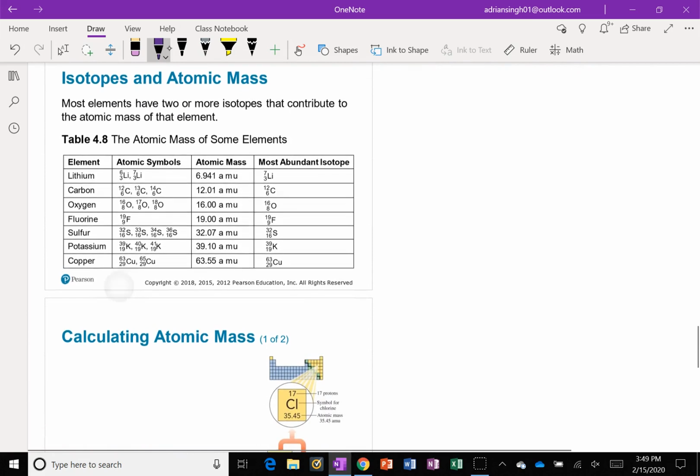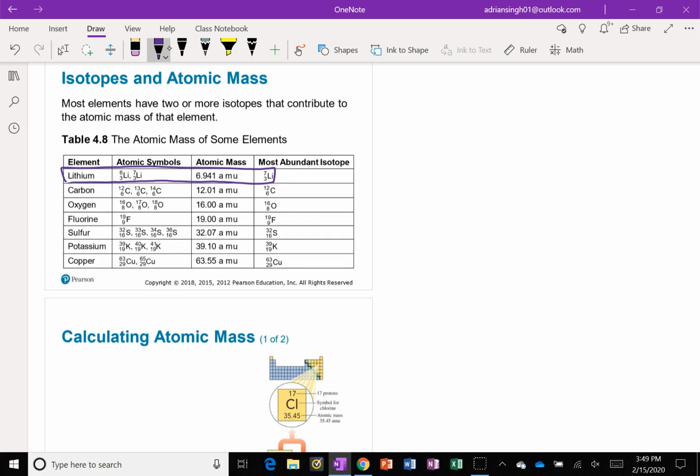So we said that isotopes are just different atoms of the same element that have the same atomic number but different numbers of neutrons, which makes their mass numbers different. Most of the elements on the table are going to have two or more isotopes that contribute to the overall atomic mass or atomic weight of that particular element. So for instance, we'll just pick a couple of these. Lithium, for instance, has two isotopes, lithium-6 and lithium-7.